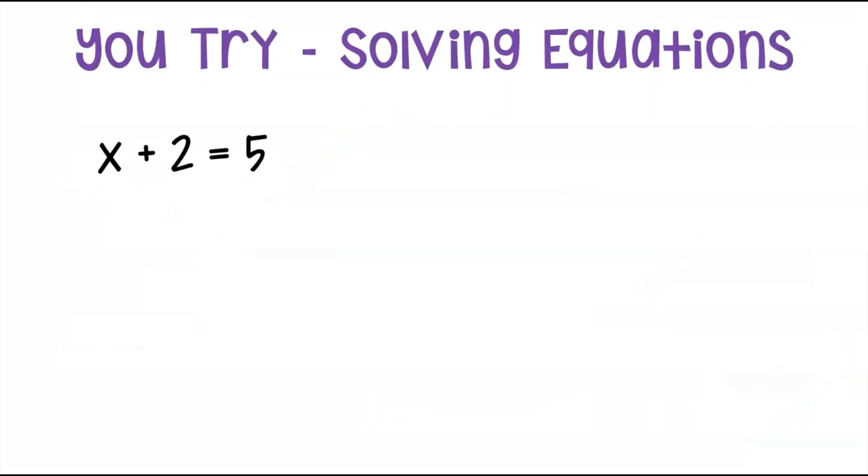Here's an equation. Remember, you can pause the video at any time, do the problem, and come back to see how you did. So, first thing we're going to ask ourselves is, what's happening to the variable? Well, in this case, it's being added by 2. What is the inverse operation of addition? That would be subtraction. We're going to subtract on both sides to keep the equation balanced and equal.